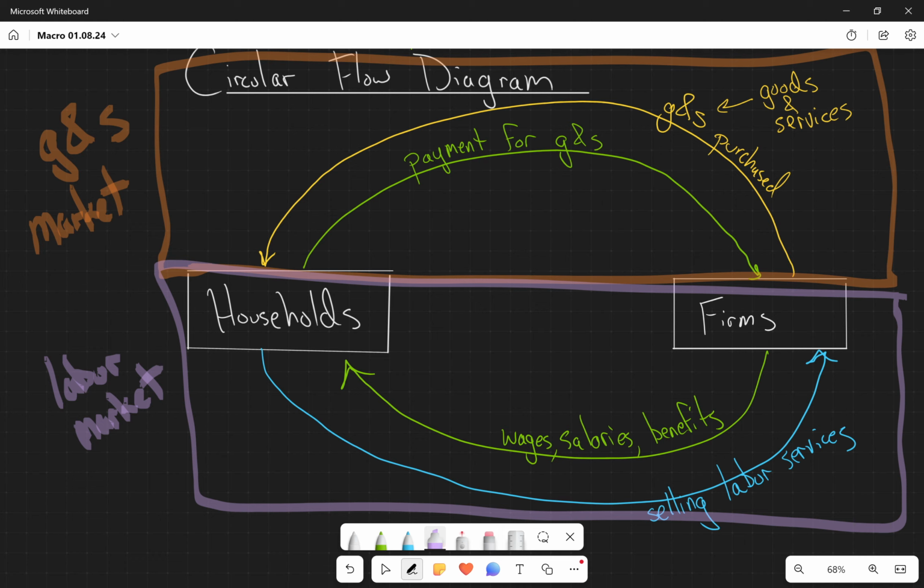Questions on circular flow diagram? Fairly standard.